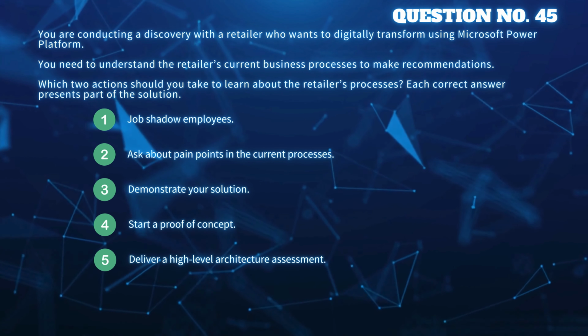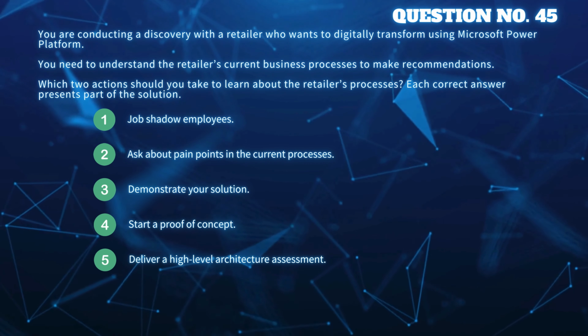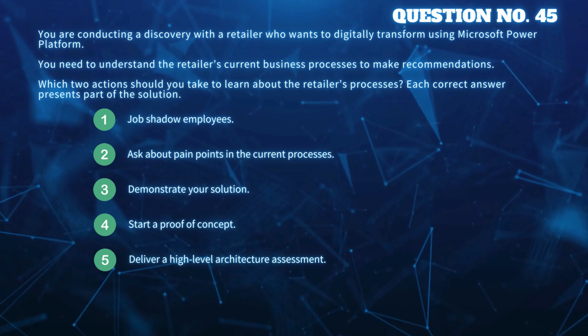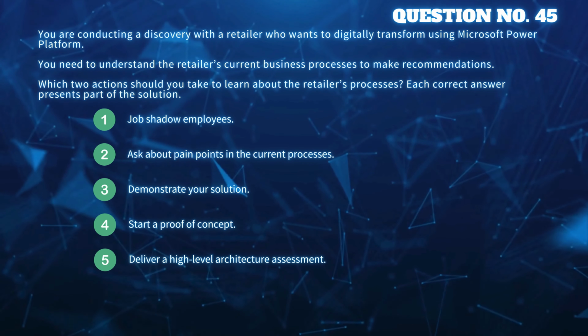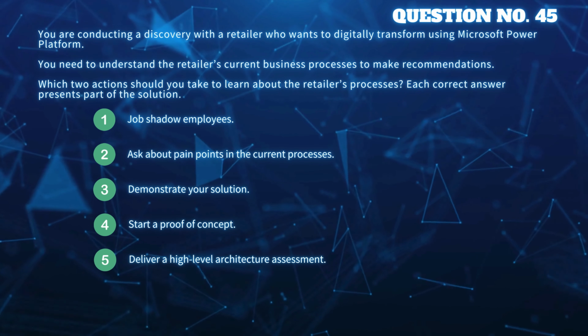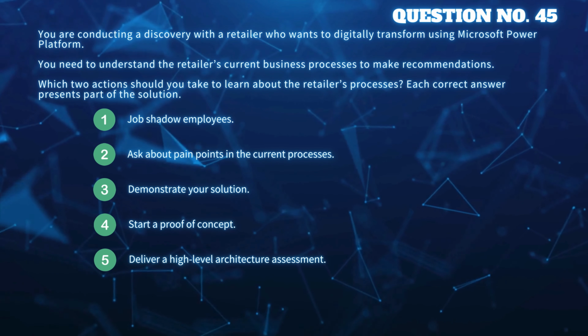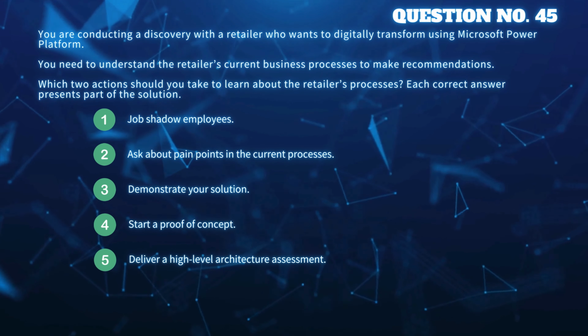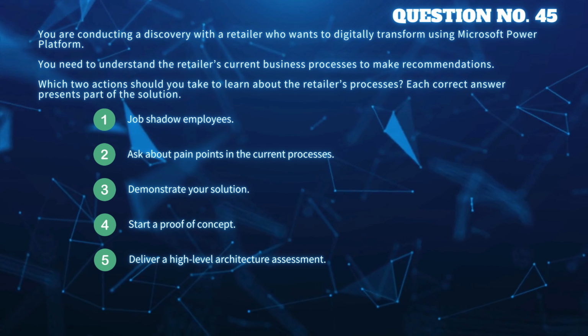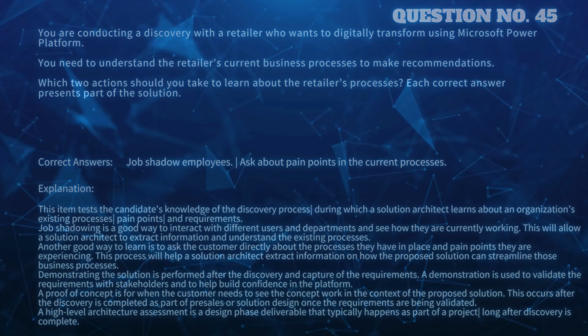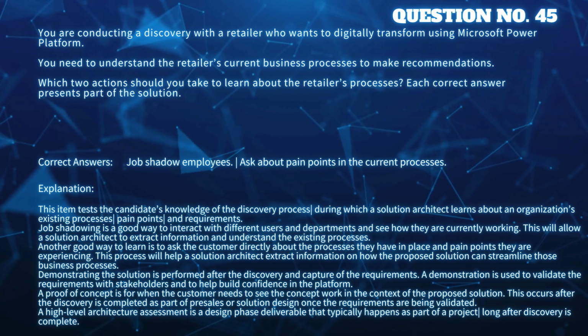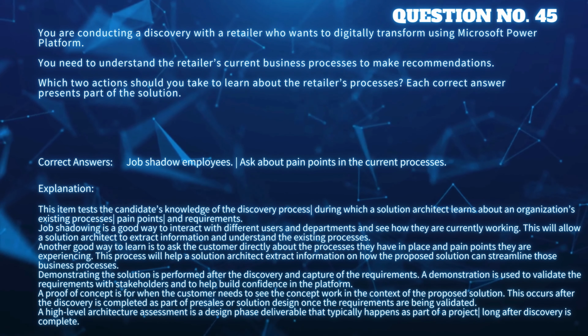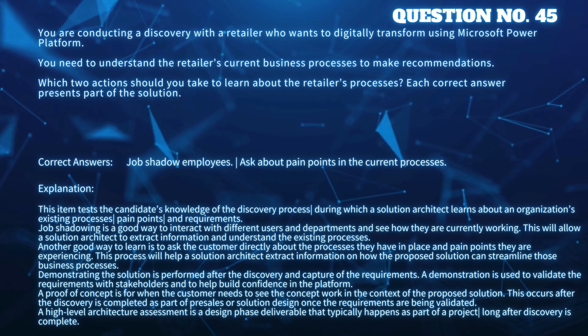Option 1, job shadow employees. Option 2, ask about pain points in the current processes. Option 3, demonstrate your solution. Option 4, start a proof of concept. Option 5, deliver a high-level architecture assessment. Correct answers: job shadow employees. Ask about pain points in the current processes.